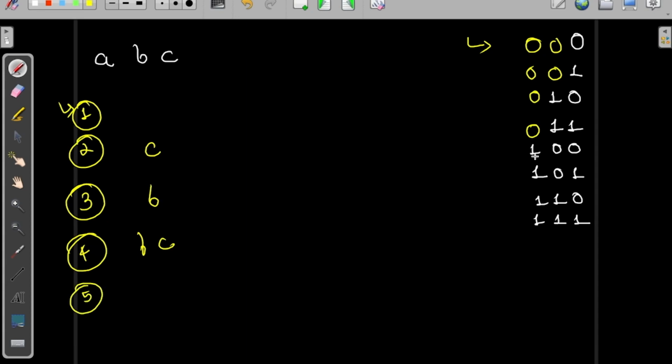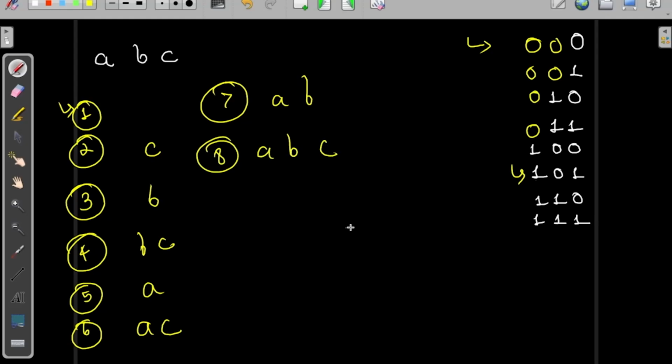Then this would be just A, because the first bit is only turned on and all the rest of the bits are turned off. The turned off bits won't be included. Then we go to the sixth one. If we go to the sixth one, we have A and C here. So we have A and C. Then we talk about the seventh, which has only A and B turned on. Okay, then we talk about the eighth, which has A, B, C, everyone turned on.